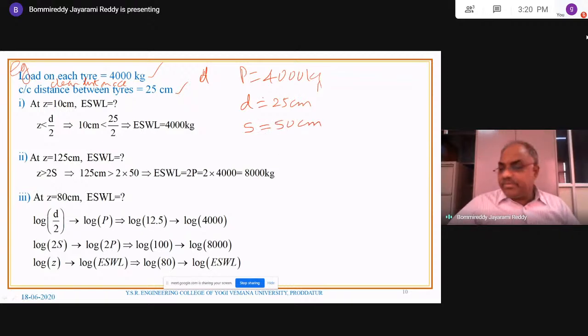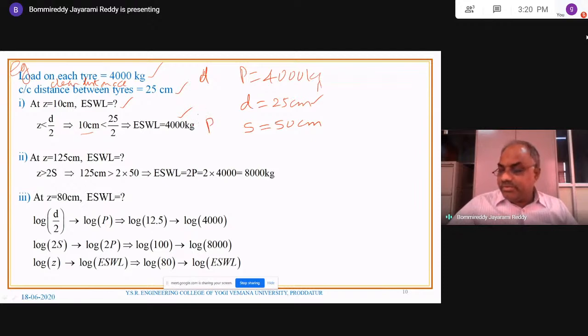So this is the data. If this is the data, the possible questions are: if Z is equal to 10 centimeters, what is the equivalent single wheel load? For this, you compare Z and D by 2. You know Z is 10 centimeters now. What is D by 2? D is 25 centimeters, so D by 2 is 25 by 2. So the first case is well within D by 2. If it is well within D by 2, the equivalent single wheel load is 4000 kg. It is nothing but P only.